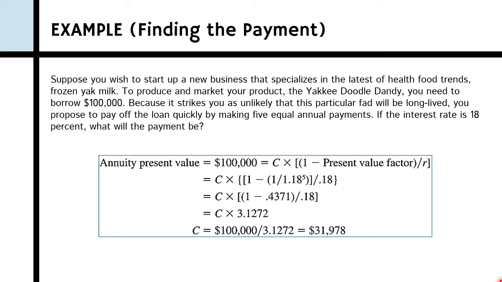Then, multiply natin yung $100,000 sa 3.1272 and we will get $31,978. Therefore, you'll make 5 payments of just under $32,000 each.